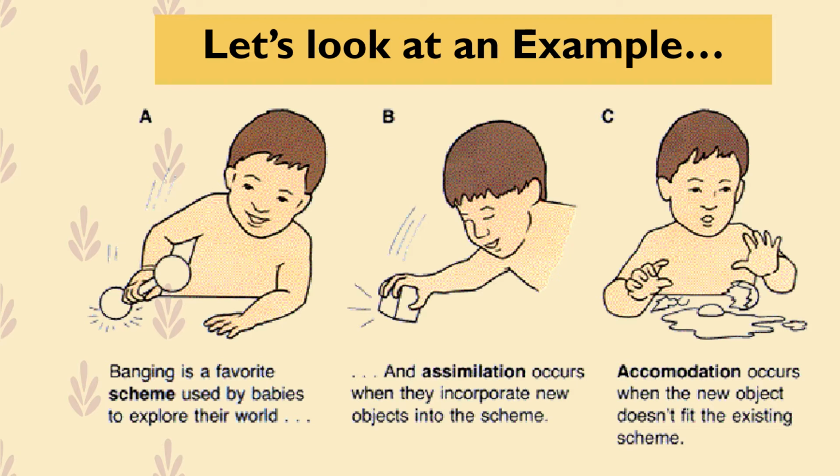And obviously when kids get their hands on rattles or these kinds of shaky toys that have little things in them, they usually start smashing and banging it all over the house. They go bang on the table, smash on the high chair, smash on every wall they can find. That's a favorite scheme used by babies to explore their world.